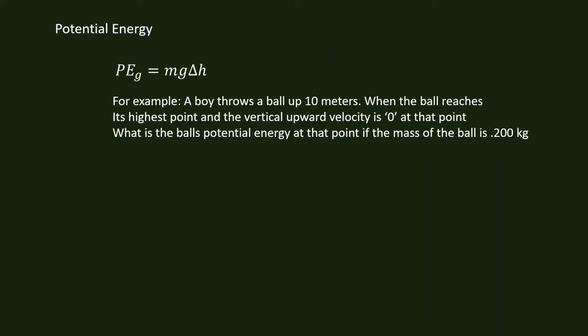Okay, so let's look at an example in potential energy. A boy throws a ball up 10 meters. When the ball reaches its highest point and the vertical upward velocity is 0, what is the ball's potential energy at that point, if the mass of the ball is 0.2 kilograms?